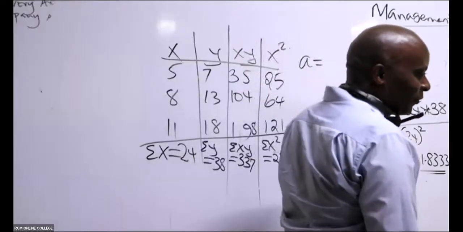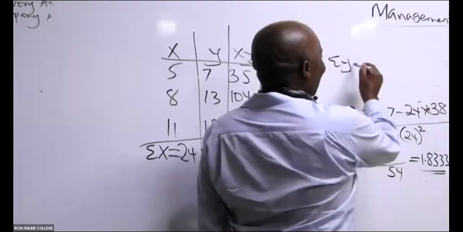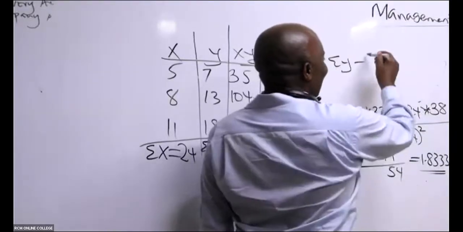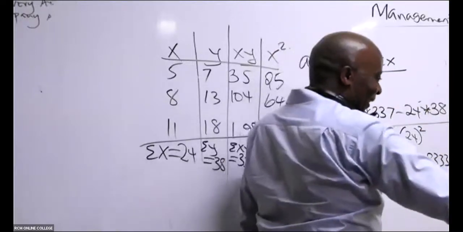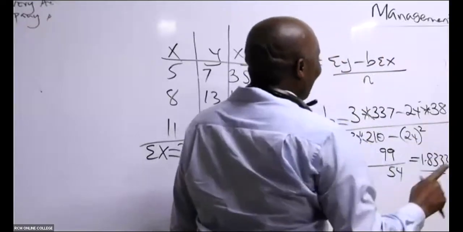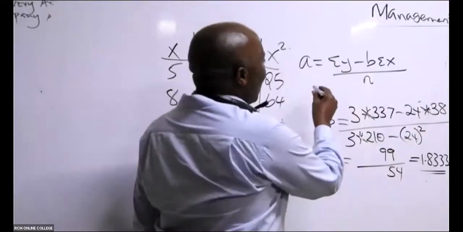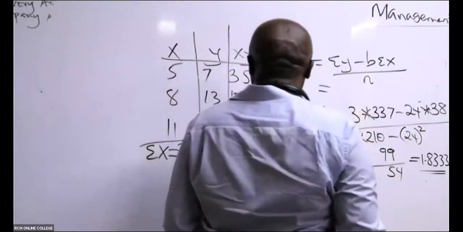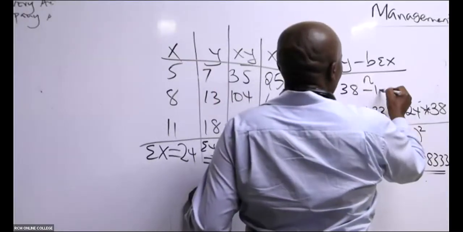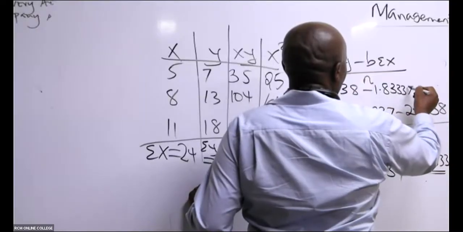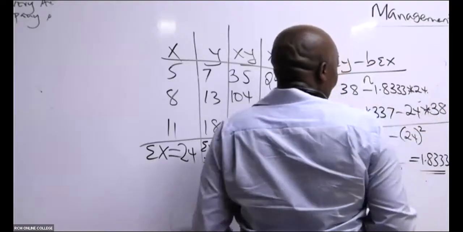Is there somebody who is able to remember the formula? Summation Y minus B summation X over... you've tried, but you have struggled a little bit. Don't worry. So summation Y, do we have summation Y? Summation Y is 38 minus B, which is 1.833, times summation X, which is 24, isn't it?